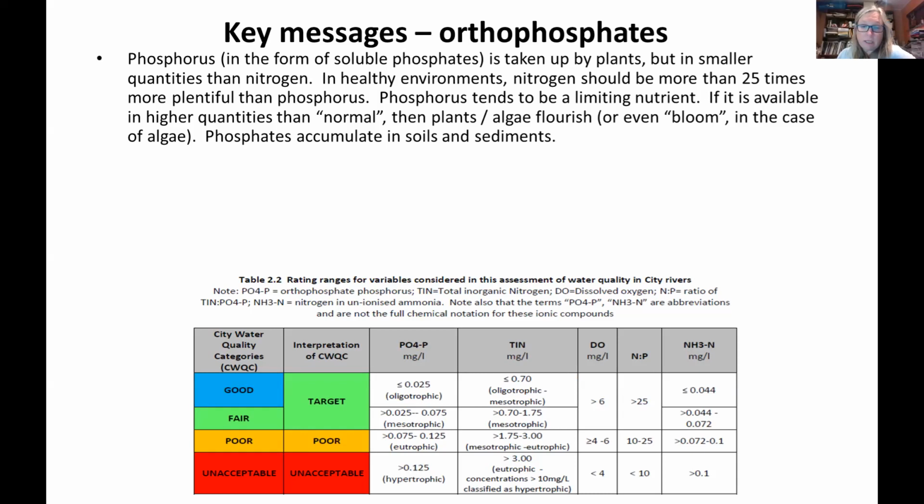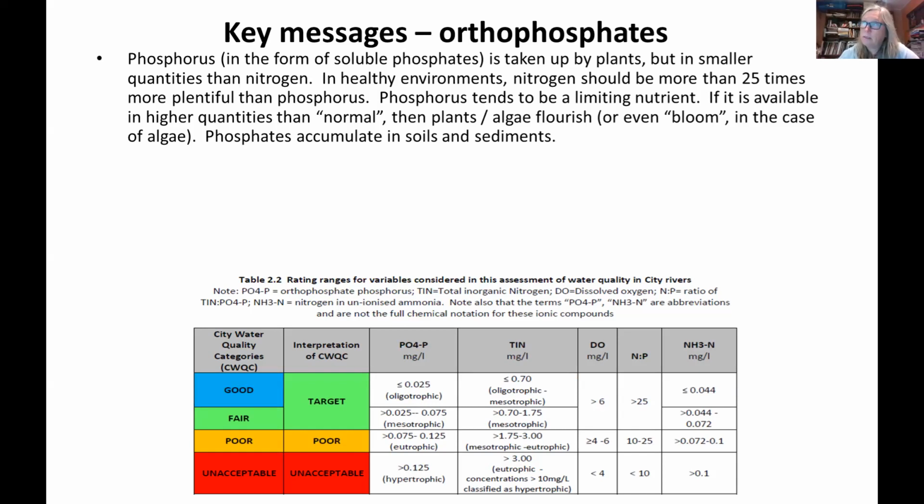And so often in the natural environment, phosphorus is the limiting nutrient. But if it becomes available in these higher quantities, higher than normal, then plants and algae tend to flourish. And you'll get something like an algal bloom occurring in surface waters when your phosphates accumulate. Phosphates do accumulate in soils and sediments.